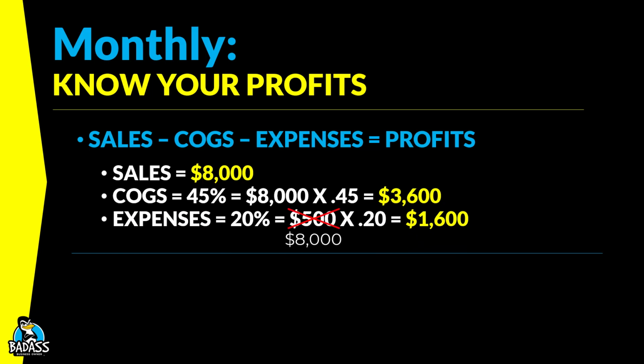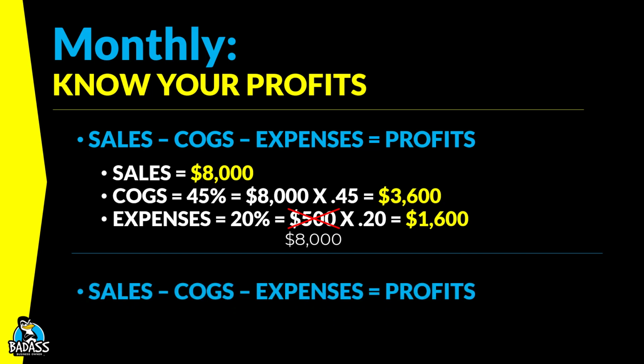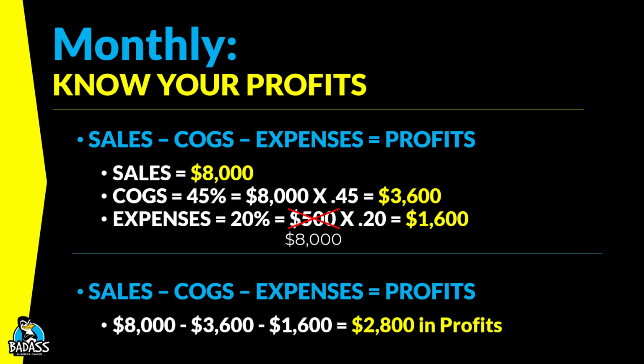That should not say $500. That should say $8,000. The percentage is 20%, and it comes out to $1,600. So just pretend that 500 is 8,000. You get what I mean. Okay. Once again, sales minus cost of goods minus expenses equals your profits. $8,000 minus the $3,600 in COGS minus the $1,600 in expenses means that you could potentially have $2,800 in profits.